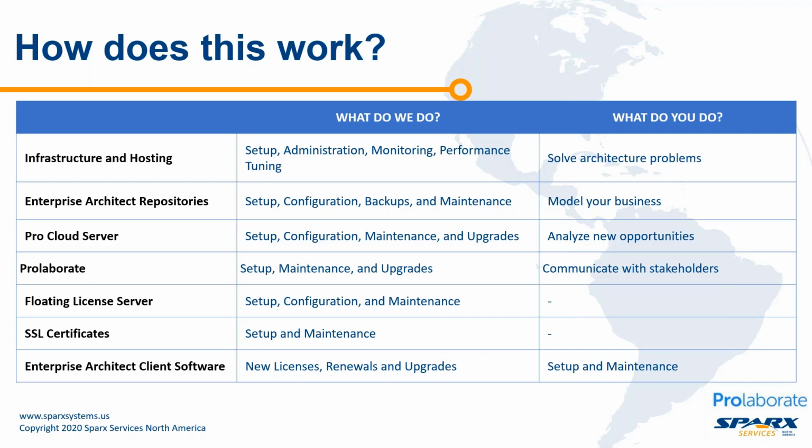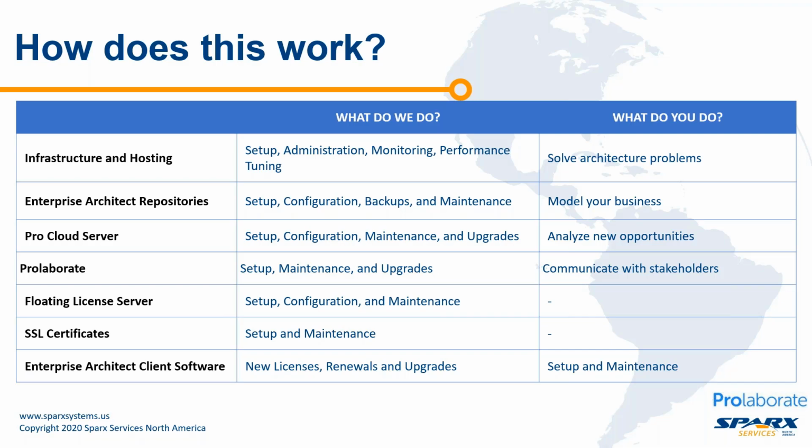So how does this work? What you see in the middle column, this is what we do when we manage your platform for you. We set up and run the infrastructure. We get the repository set up. We handle the backup and maintenance on those repositories. We'll handle the configuration and upgrades of Pro Cloud Server and upgrades of your Prolaborate software. Whenever Sparx releases new features or security patches, we'll make sure that you have the latest and greatest software.